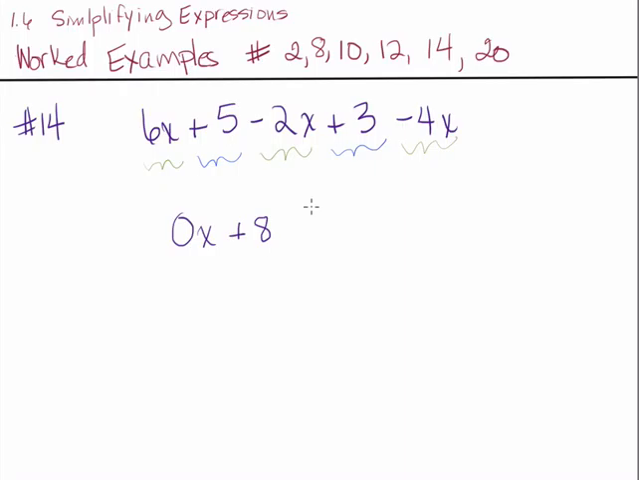So technically, I can write this answer this way. It's not incorrect. I would accept it on an exam. WAMAP may or may not accept it. 0x is 0 because 0 times anything is 0. So this technically isn't simplified as much as it can be. 0 plus 8 is 8.